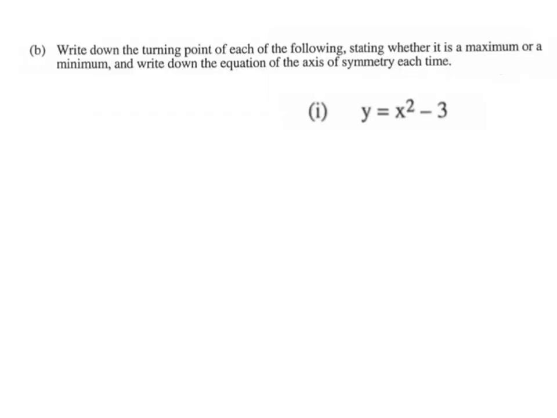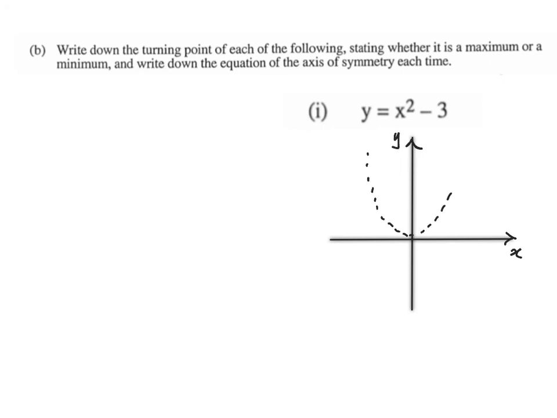Y equals x squared minus 3. We could very quickly make a sketch of this. Here's the x-axis and here's the y-axis. Now, here is the graph of y equals x squared. And what is the effect of the minus 3 at the end? The minus 3 at the end moves the graph down 3 spaces. So we have the same shape, but we move down 3 spaces.